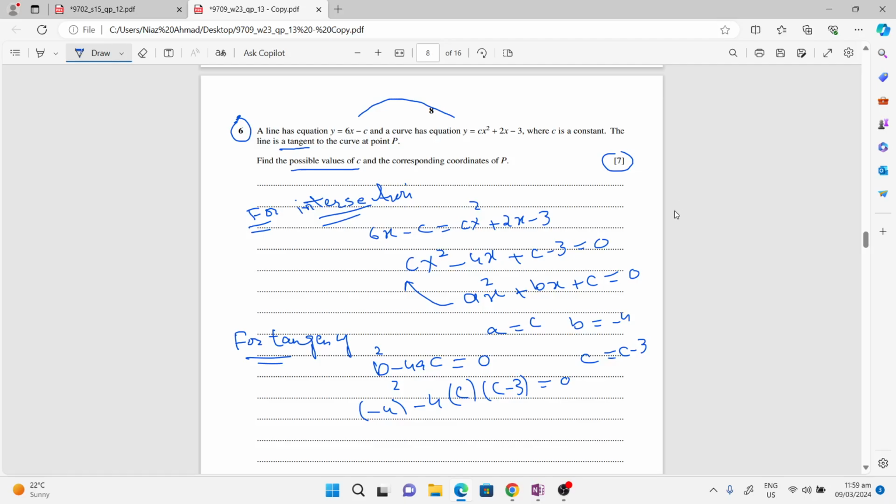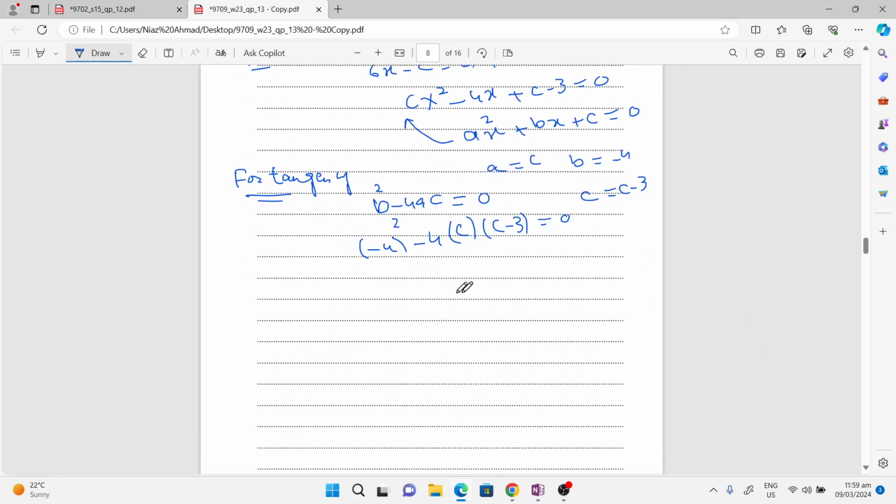So look, I'm scrolling down a little bit. So 4 square is 16. Minus minus gives me a positive result. Look, don't do this, just a minute. This is giving you negative 4c.